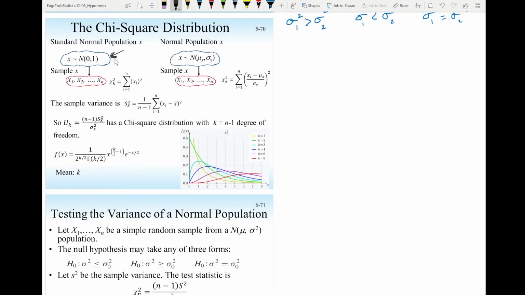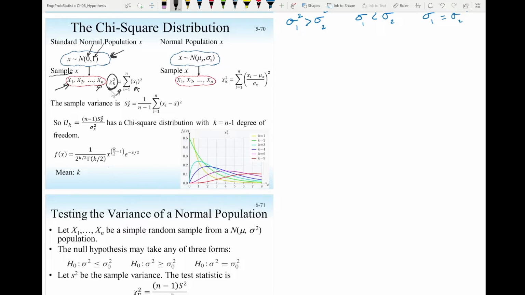First, let's talk about the standard normal population. That means the mean is 0 and the variance and the standard deviation equal 1. Now, if I take a sample of size n and I create a new variable, which is the sum of the squares of the values in this sample, x1 squared plus x2 squared plus x3 squared, and so forth, this random variable will have a chi-square distribution.